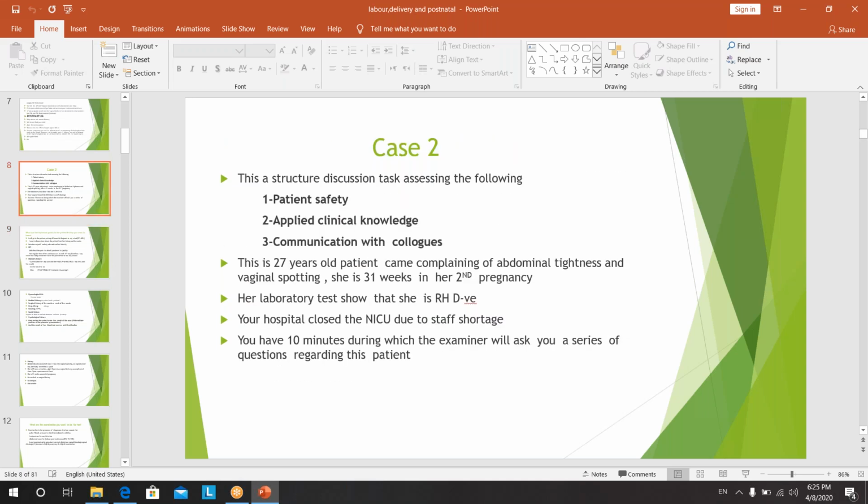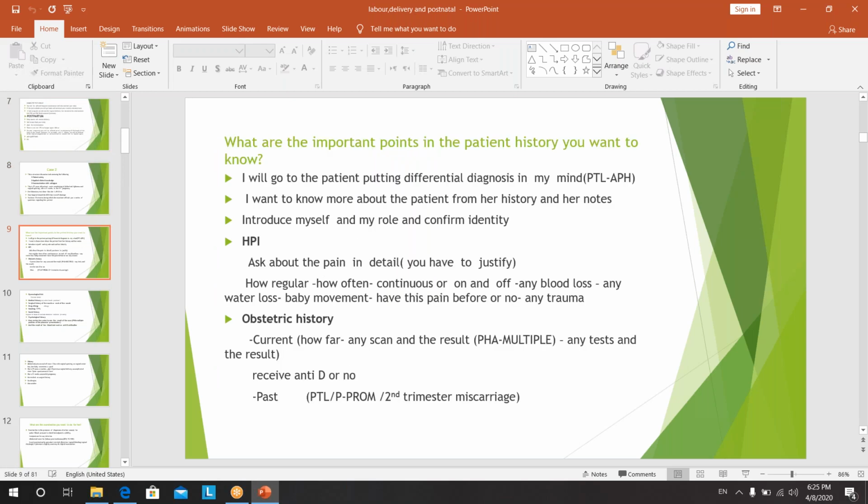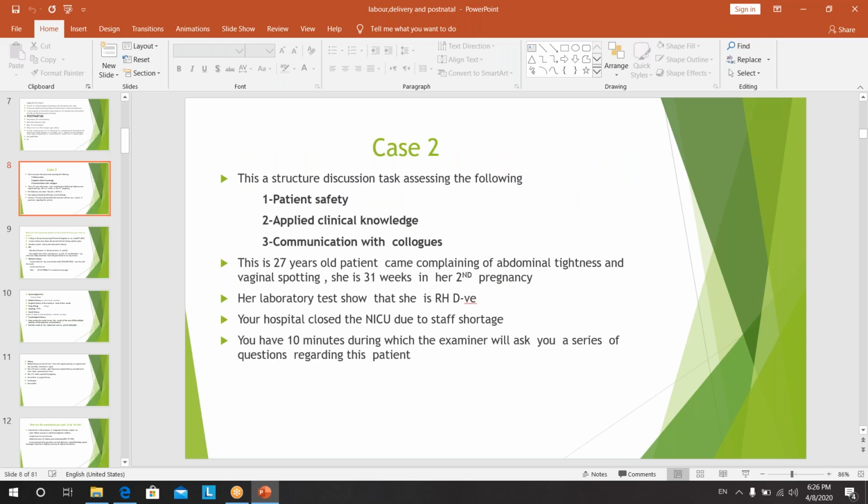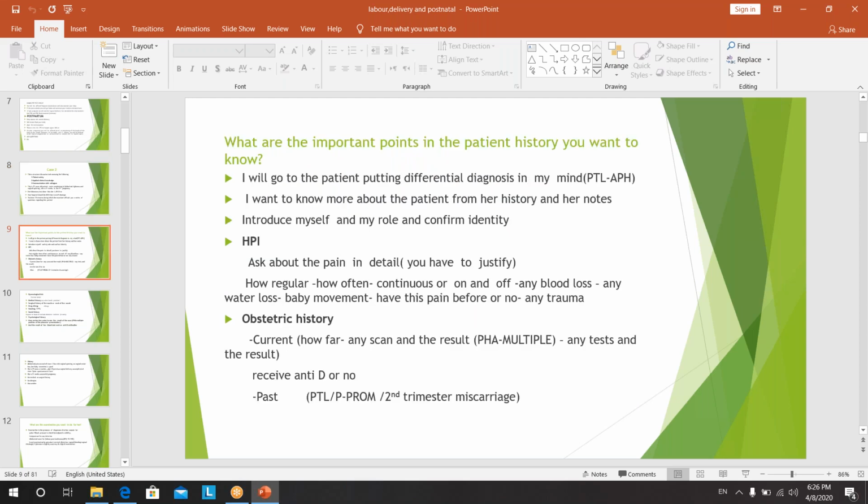I think you did well, except for the information gathering, the first question, the history taking. You didn't do well in the analysis of the history of the present illness. First, this patient came with abdominal tightness and vaginal spotting, and she is at 31 weeks. So you have first to put a differential in your mind. What can be the diagnosis in this patient?